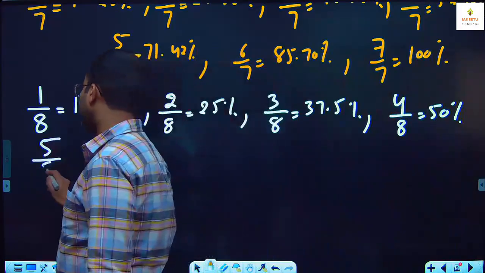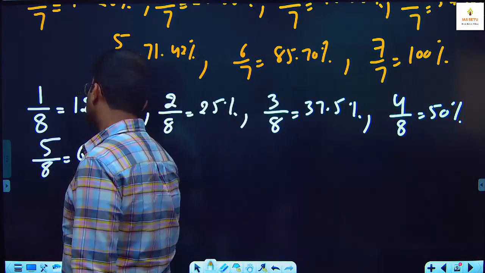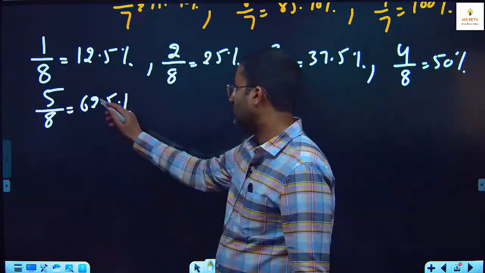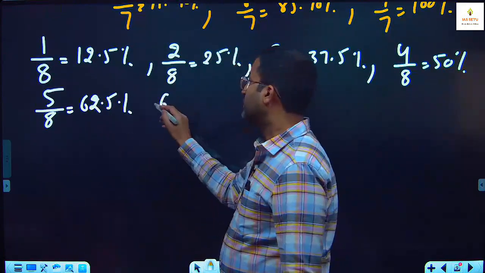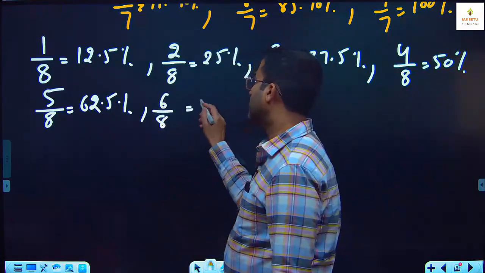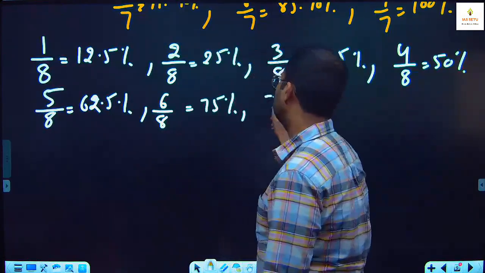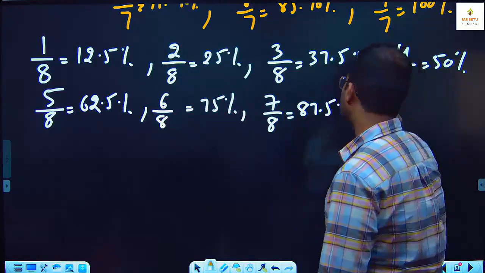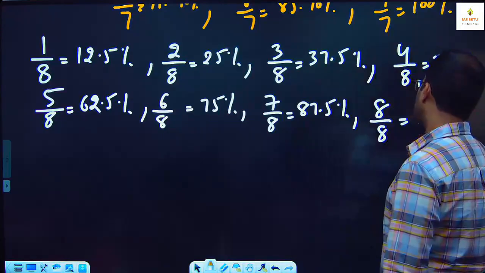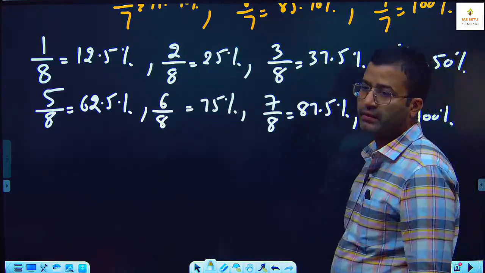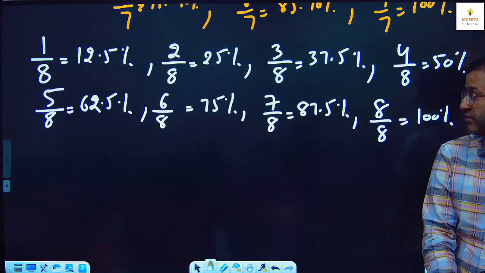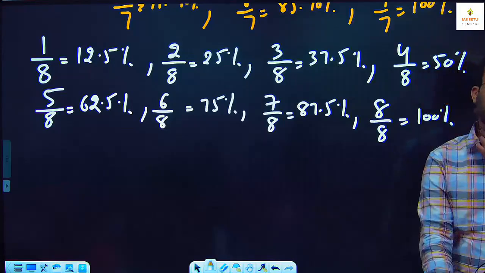5 by 8, 62.5%. 6 by 8, 75%. 7 by 8, 87.5%. 8 by 8, 100%. So the series is 12.5, 25, 37.5, 50, 62.5%, 75%, 87.5%, 100%.